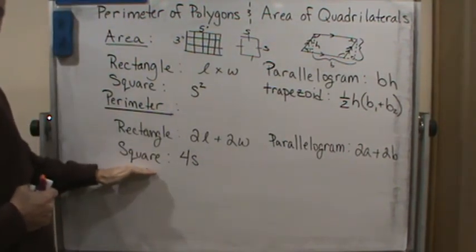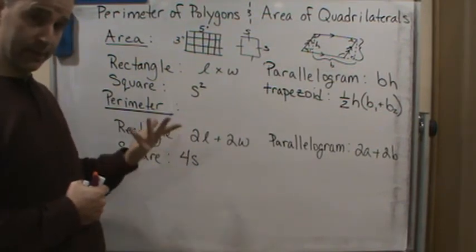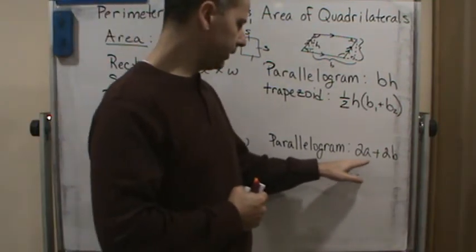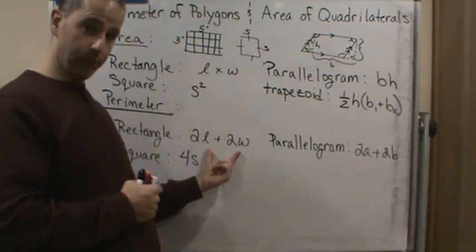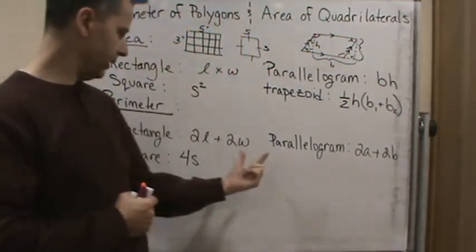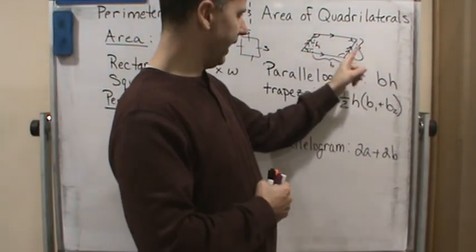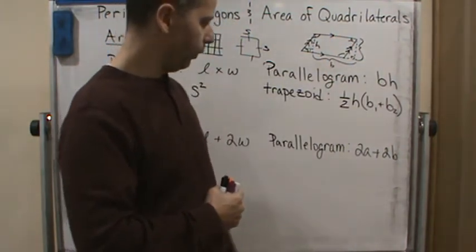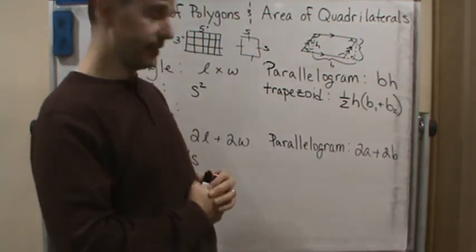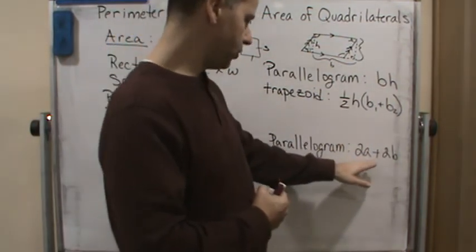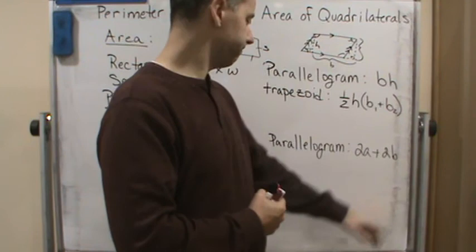Square, well, since all the sides are the same, it's just s plus s plus s plus s, which is just 4 times s. And then for a parallelogram, it's just 2 times one side. Again, looking at a rectangle, which is also a parallelogram, you can see a similarity in both of them, except that for a parallelogram you just have sides A and B, where B is the bases and A is the adjacent sides. Okay, so you get 2 times the length of one side plus 2 times the length of the other side. Okay, and that's it.